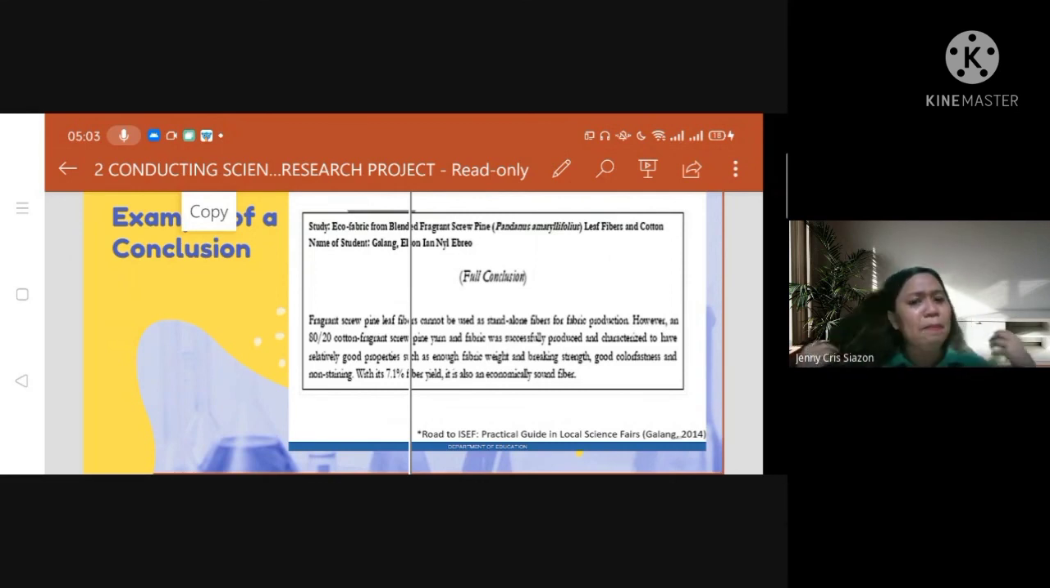Ibig sabihin, kapag sinamahan mo siya ng cotton, no? Both cotton at fragrant screw pine leaf in 80 to 20% or 80-20 ratio, ay pwede na itong maging eco-fabric na kung saan tumatagal yung kanyang strength, no? Hindi madaling mabiyak, hindi madaling masira. Okay? So, yan yung mga gusto nating malaman sa conclusion.